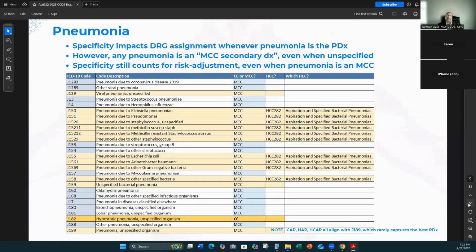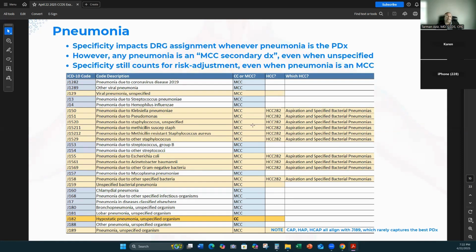Okay, so the specificity impacts DRG assignment when pneumonia is the PDX. Even when it's not, the more specific we can be, the better the impact to metrics. So here, for example, we see almost, it's not really true. The general rule is that pneumonia is always an MCC, but there's going to be an exception to any rule. You can see here, hypostatic pneumonia, J18.2, is in fact a CC for those patients that are recumbent and not moving much.